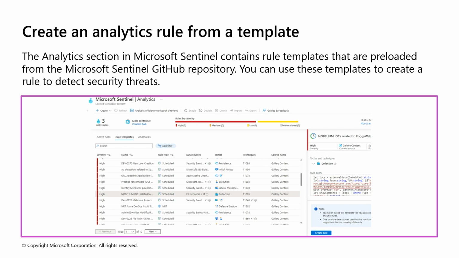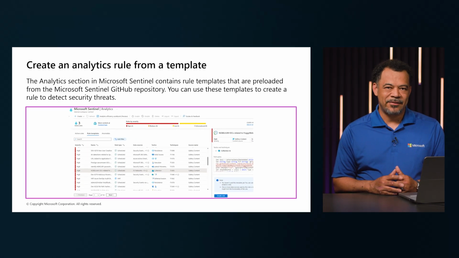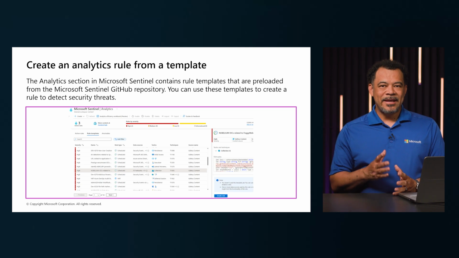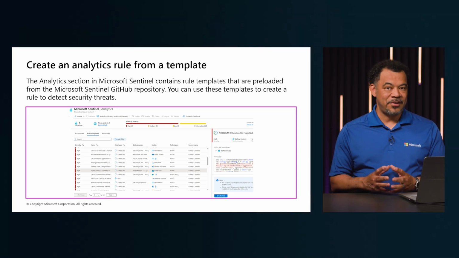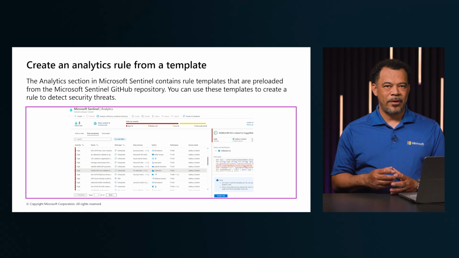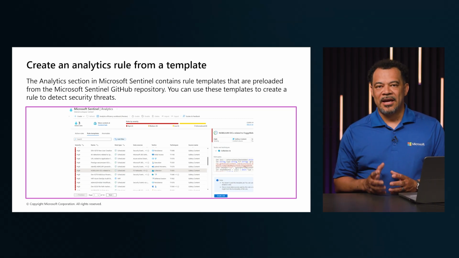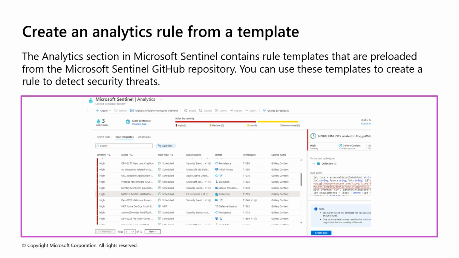Here, we're looking at how Microsoft Sentinel streamlines threat detection using pre-built analytics rule templates. These templates, sourced from the Sentinel GitHub repository, allow you to quickly deploy rules that align with known attacks, tactics, and techniques. The interface shown highlights key attributes like severity, MITRE ATT&CK tactics and techniques, and data sources, making it easy to prioritize and tailor detections. This setup accelerates rule creation while ensuring alignment with industry-standard threat models.